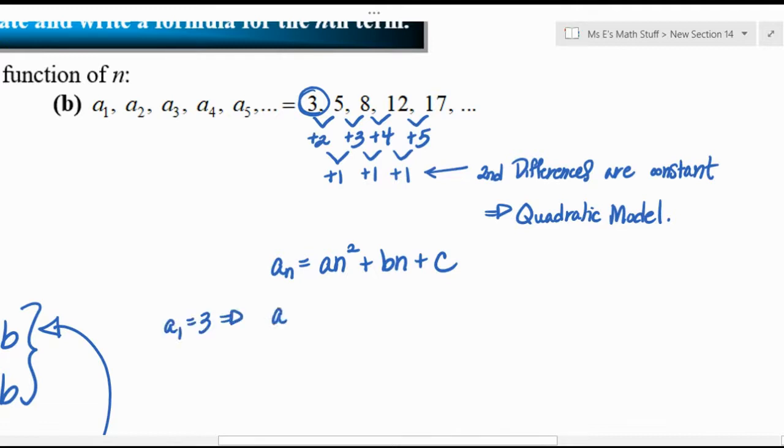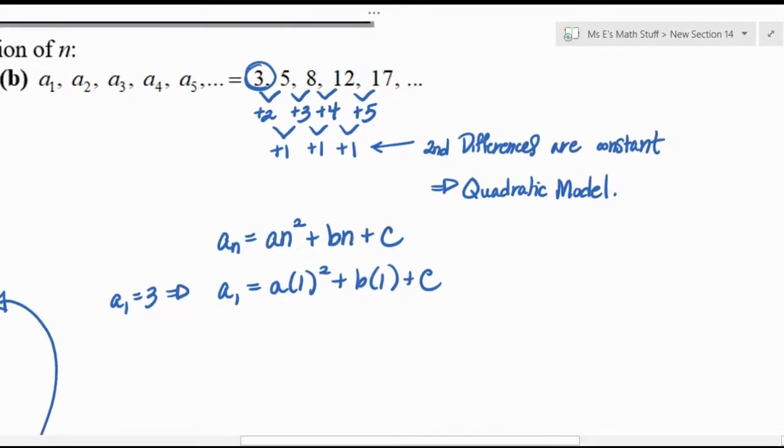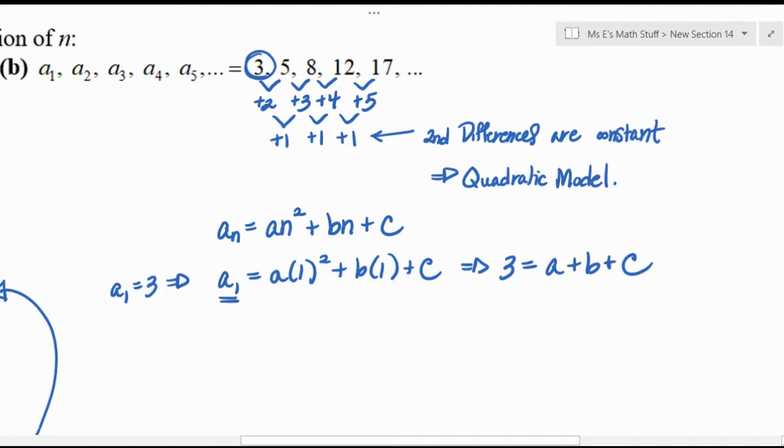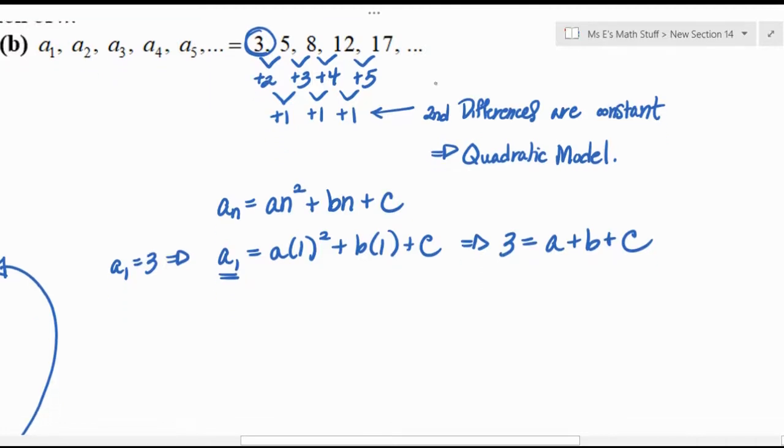If you put 1 in for all the n's, it would say this. And then from there, a sub 1 is 3. So you put a 3 there, and then you simplify the right side. It would just say a plus b plus c. Oh no, we have 3 unknowns. Well, that would mean that we need 3 equations, but that's okay. You just keep going down the row and using the terms.